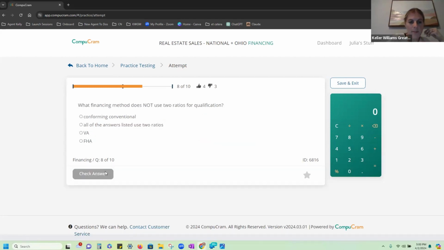Okay. What financing method does not use two ratios for qualification? A, conforming conventional. B, all the answers listed use two ratios. C, VA, or D, FHA. So what financing method does not use two ratios for qualification? Oh, I do not know this one. That'd be good to know.